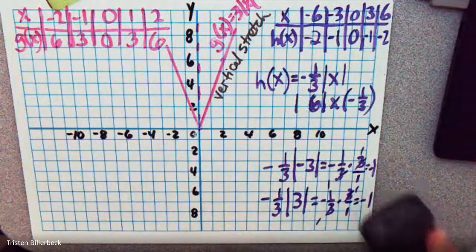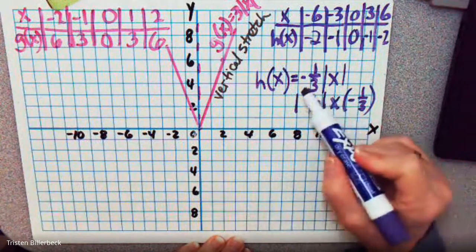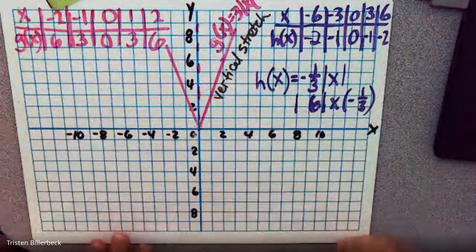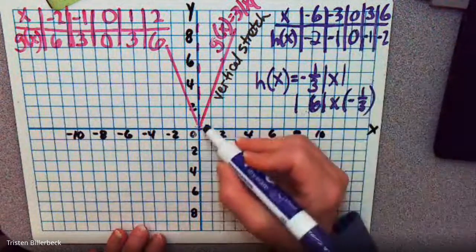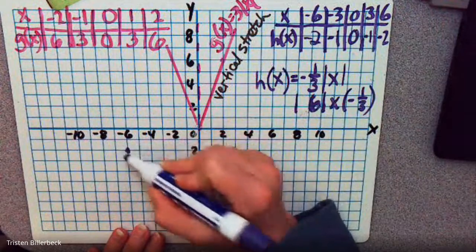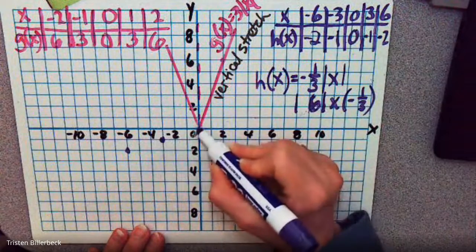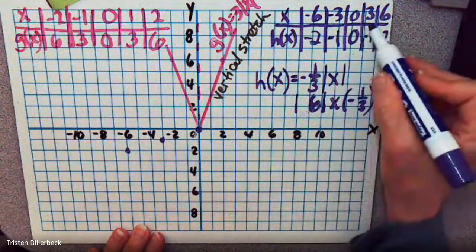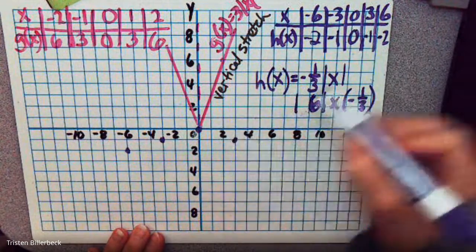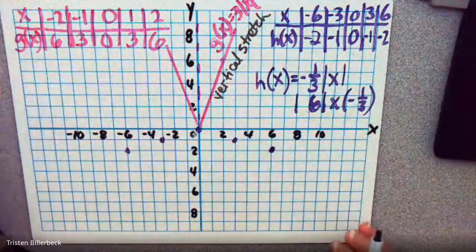All right. So we're going to see, because of this negative value right there, that it's going to reflect over this x-axis. So we have negative 6, negative 2, negative 3, 1, and we're going through 0, 0. Then we go to 3, negative 1, and 6, negative 2. So let's graph that one.